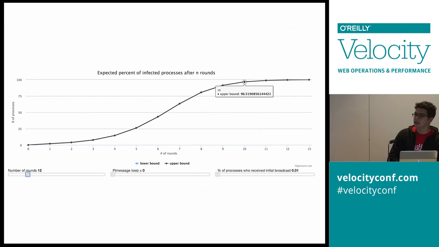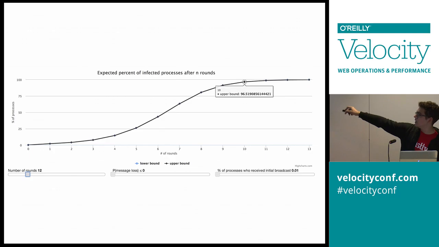But we wanted to be a little bit more rigorous than just running a simulation and saying, yeah, it looks good. The paper has a bunch of math that tries to quantify the likelihood that a message will be delivered everywhere. So on this graph, the x-axis is the number of rounds of gossip that have occurred, and the y-axis is the percent of servers, not the number of servers, the percent, that have received the message.